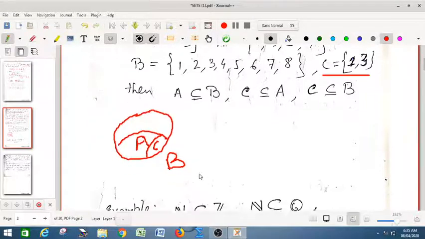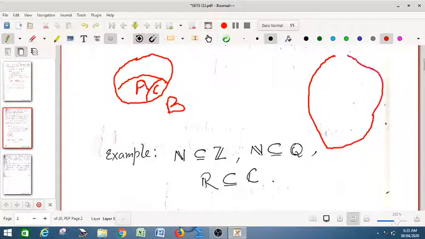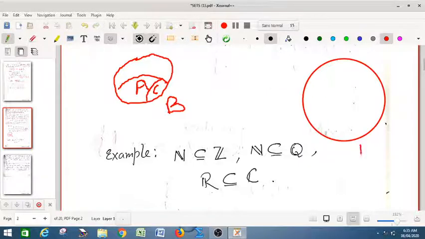So we can say, if you talk about real numbers, suppose this is your real number set. Inside it, I am talking about the natural numbers. The natural numbers start from 1, 2, 3, etc. So this is your set of natural numbers. This is your set of integers. The set of integers contains the natural numbers.